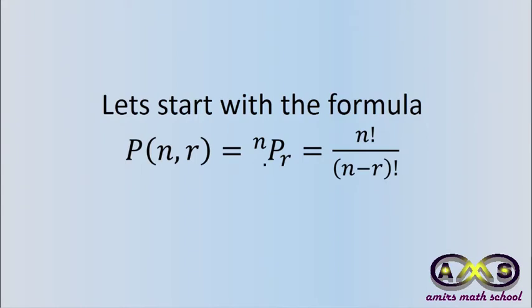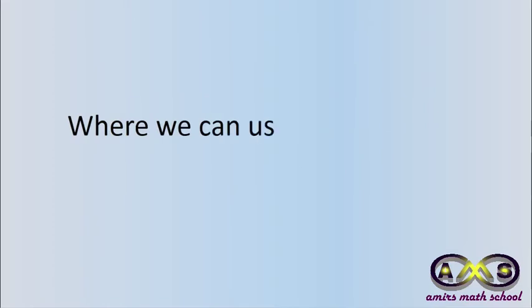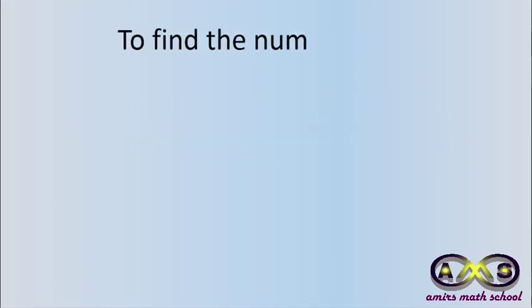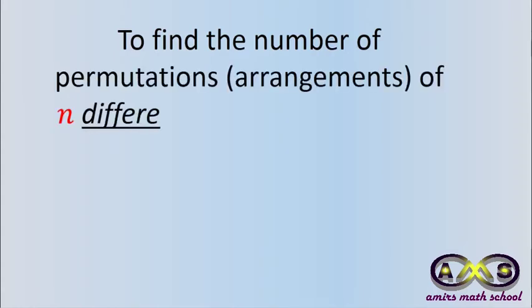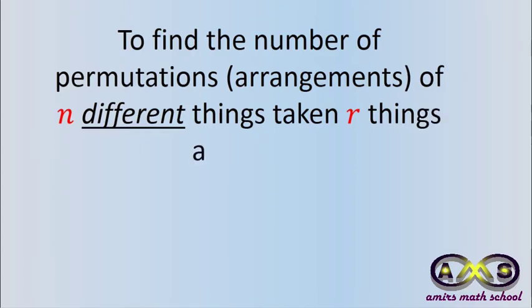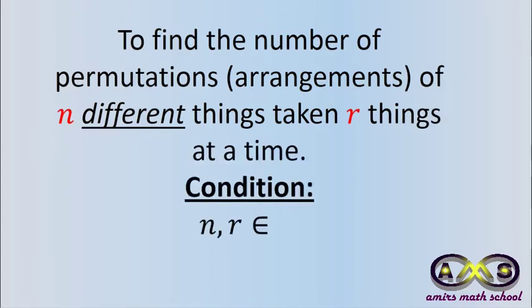Let's start with the formula nPr, which is n factorial divided by n minus r factorial. Let's learn where we can use this formula. To find the number of permutations or arrangements of n different things taken r things at a time, the condition is that n and r belong to the natural numbers and n is greater than or equal to r.